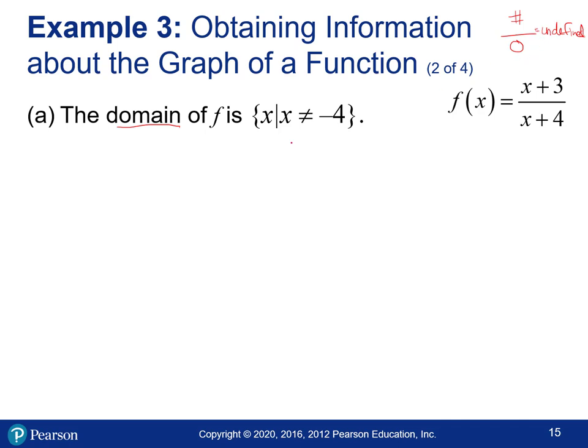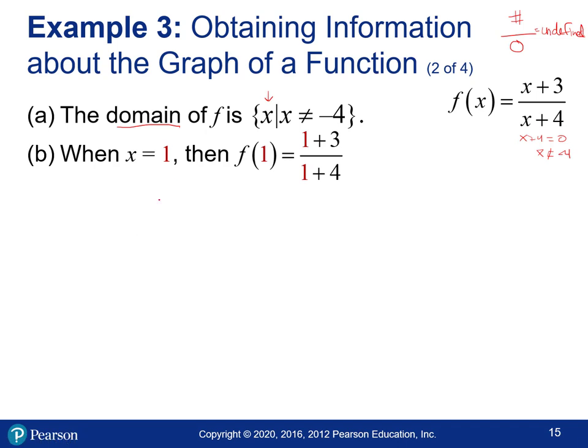And so I want to look at a fraction every time my function has a fraction bar. I want to say, oh, I don't want the bottom to be 0. So in this case, if I just say that x plus 4 shouldn't be 0, then if I solve, x should not be negative 4. And so my domain is all x's such that x can't be negative 4. So it's everything but negative 4. And then part B, when x is 1, then what's f of 1? So just plug it into the function.